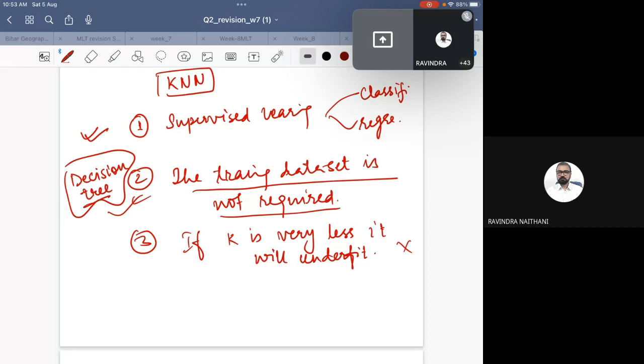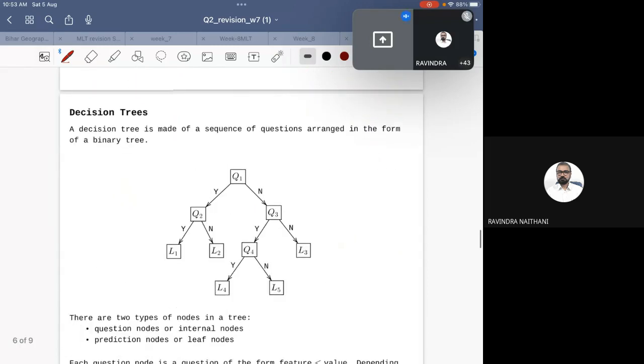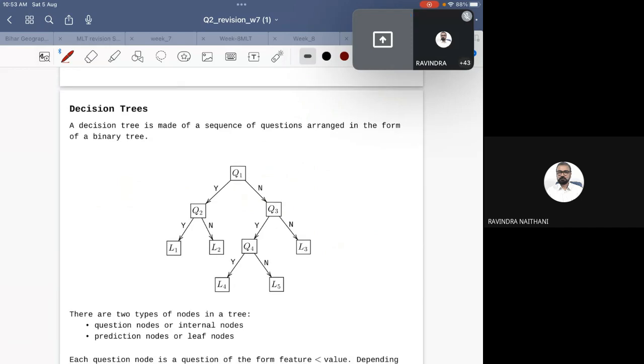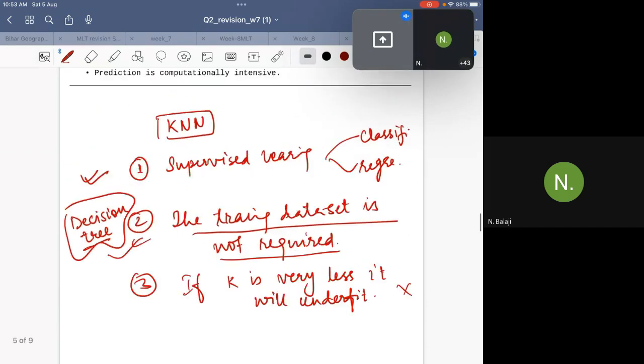Okay, so let's come to this. Training: KNN doesn't generate any model, so training data set is required now. Yeah, that's why I told you it's not required, so that's why it's incorrect. Right.